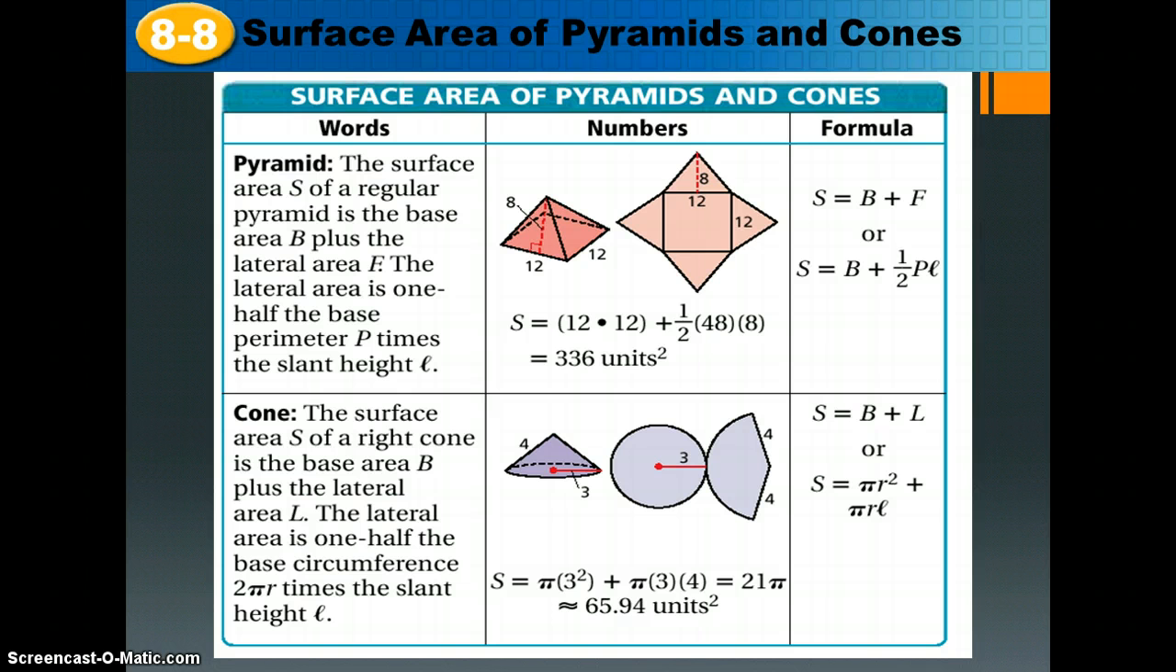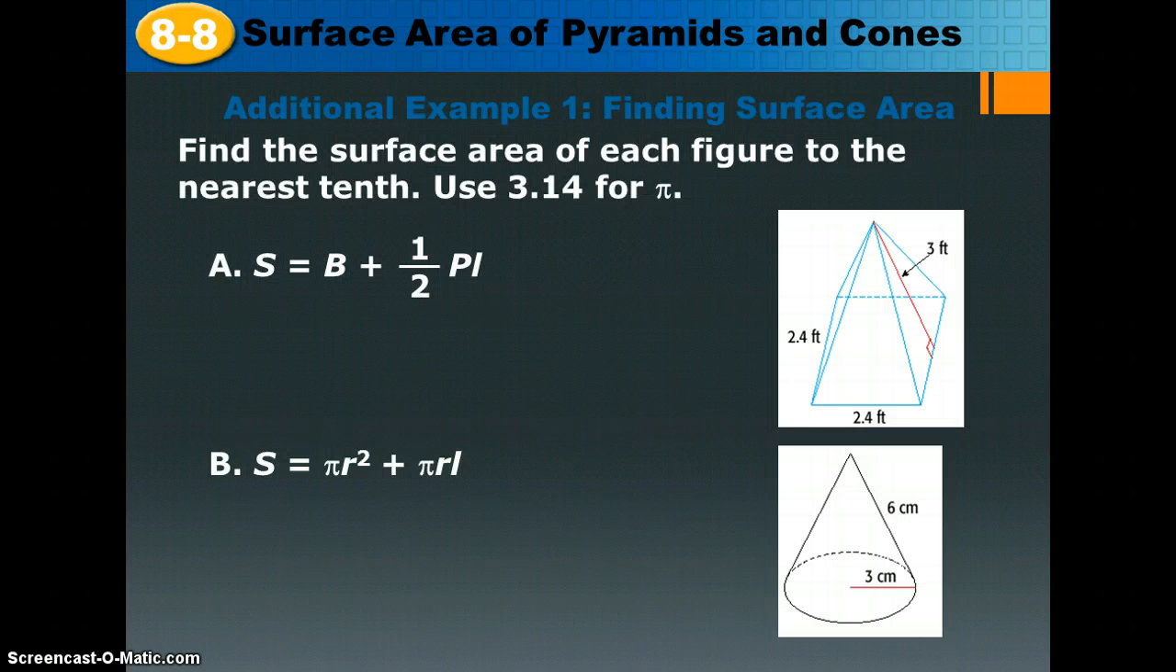Let's do a couple of examples to get some practice with this new formula. So our first shape is a square pyramid. And if you recall, the formula is surface area equals big B, which is the area of the base, plus 1/2 P, which is the perimeter of the base, times L, which is the slant height. So plugging in those numbers, big B, the area of the base, would be length times width, which is 2.4 times 2.4. We'll add that to 1/2, and then we need to find the perimeter, which is obviously 2.4 plus 2.4 plus 2.4 plus 2.4, which is 9.6. That's how I got the 9.6. And then the slant height, the distance from the bottom to the top along the side, would be 3 feet.